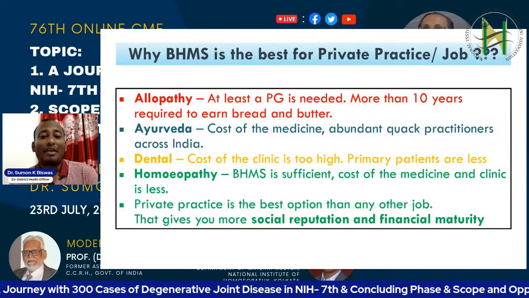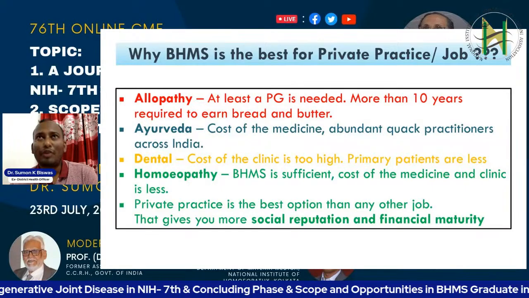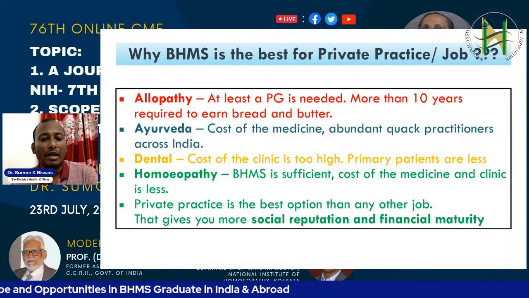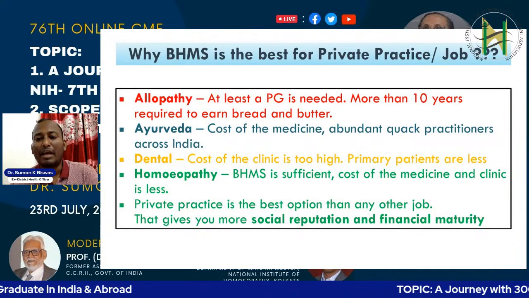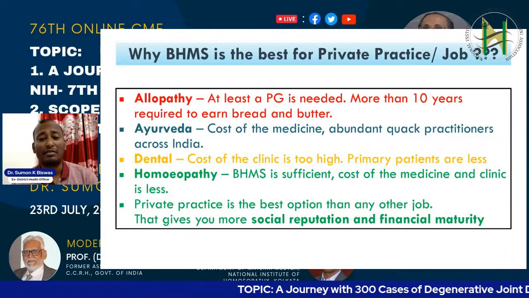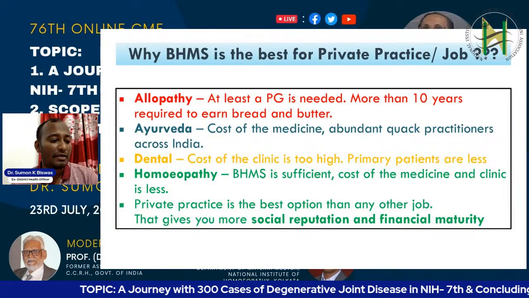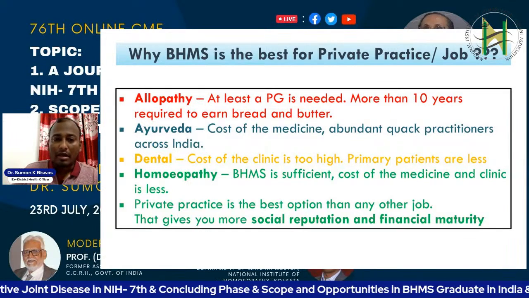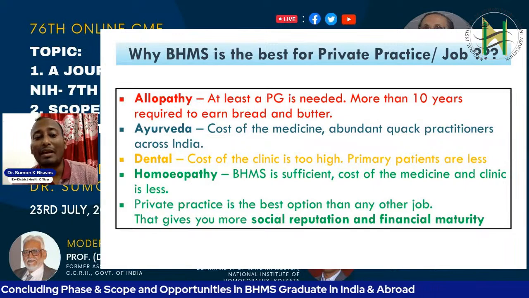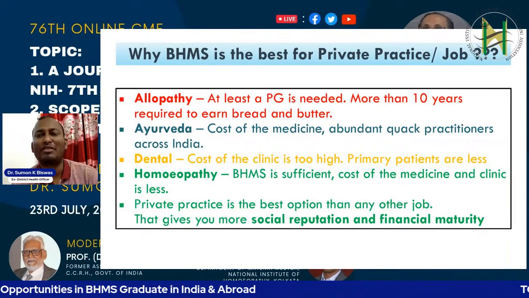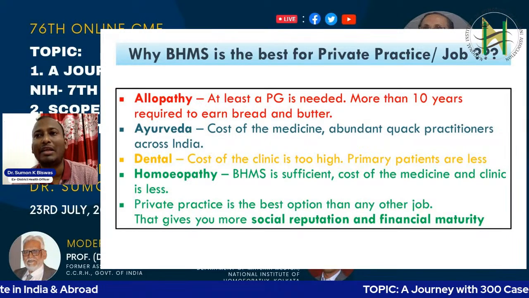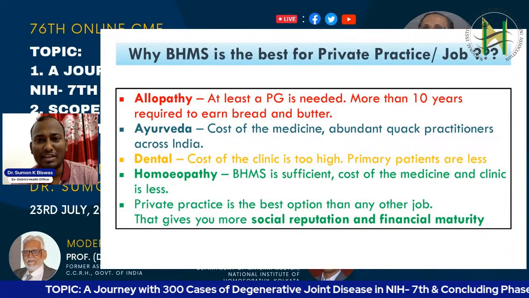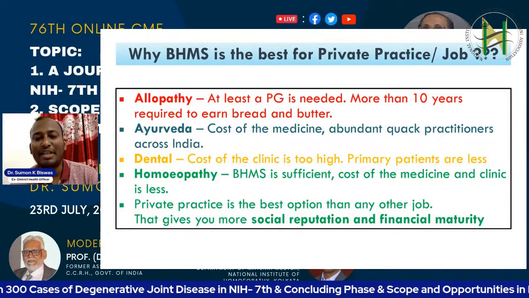Again, why is BHMS best for private practice or a job? If we compare other systems of medicine, the allopathic system requires at least a PG degree for practicing, and more than 10 years to earn bread and butter after completing graduation. Even if you look at the general public in your area, those holding only an MBBS degree have very little standing. But those with a specialization, many people ask for the specialized doctor for their treatment.